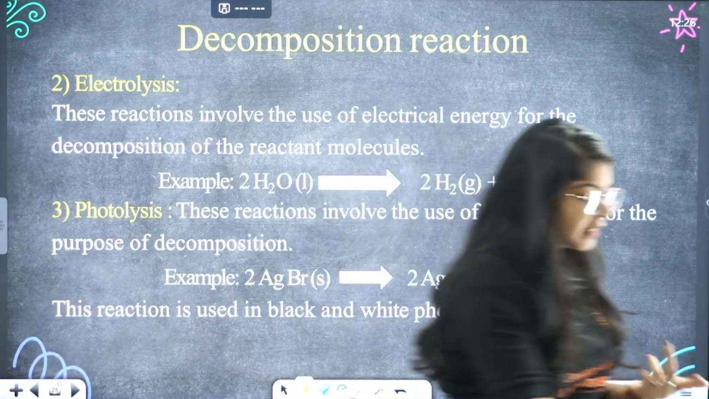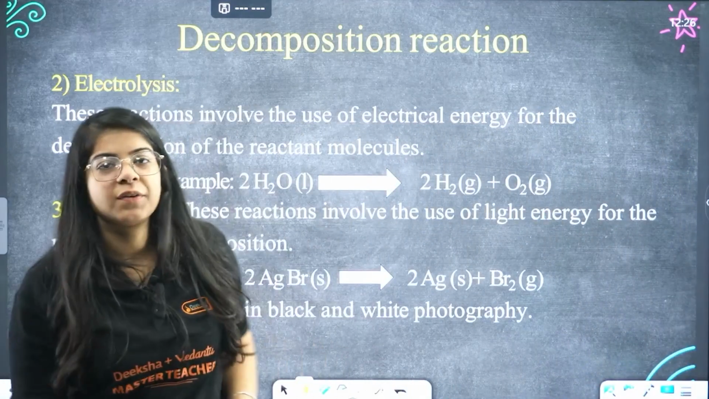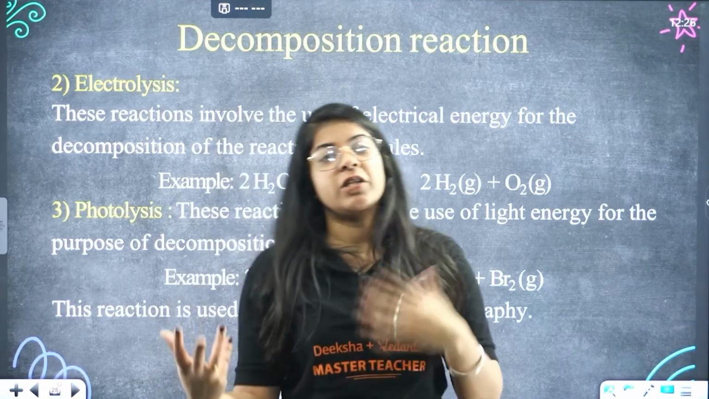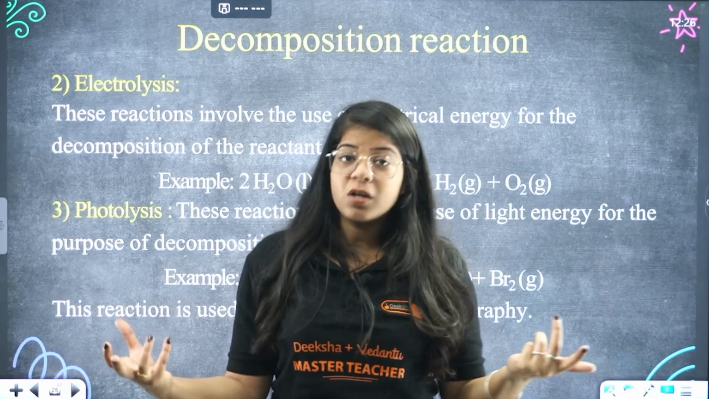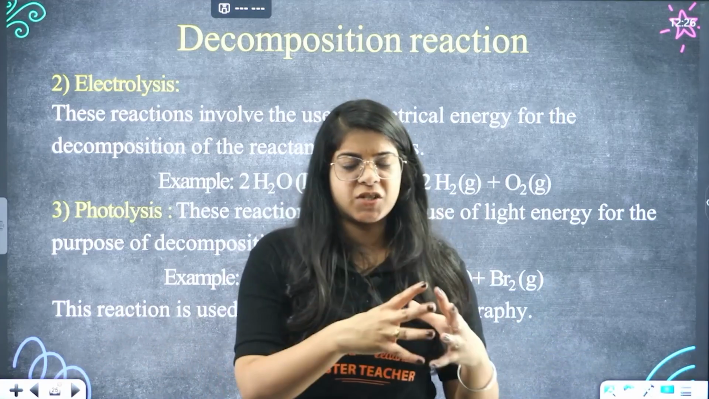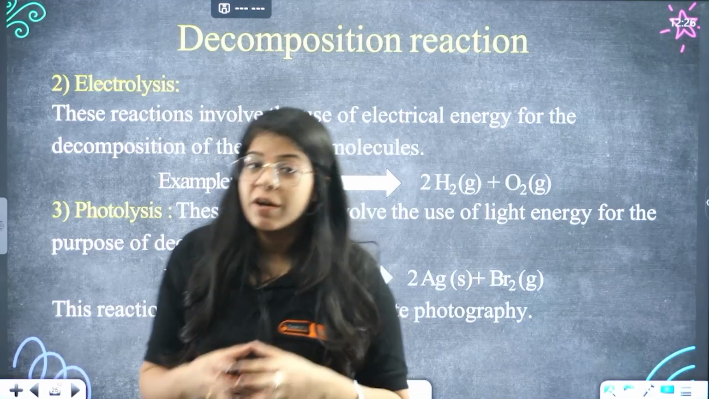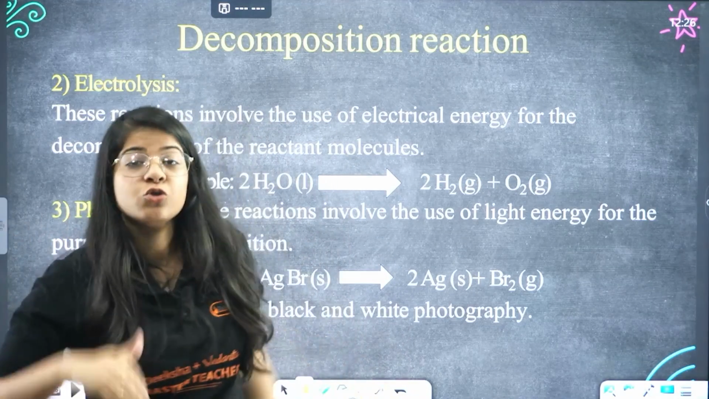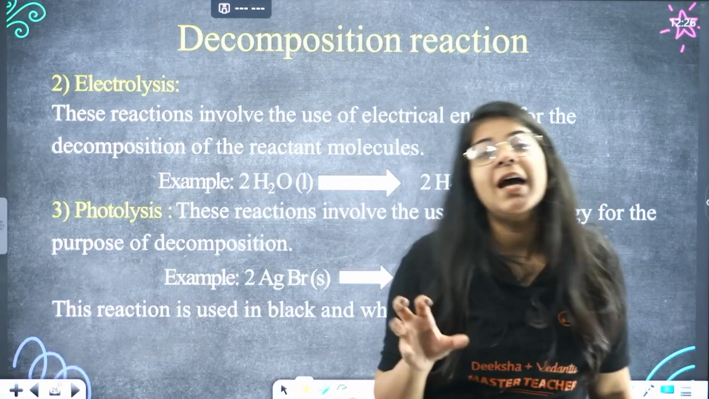I gave an example earlier also. It's very expensive actually to break water into hydrogen and oxygen. We know water is H2O, and that means it's made up of hydrogen and oxygen. So basically it exists as water. But what if we have to break the water into hydrogen and oxygen? It is very expensive. So how do we do it?